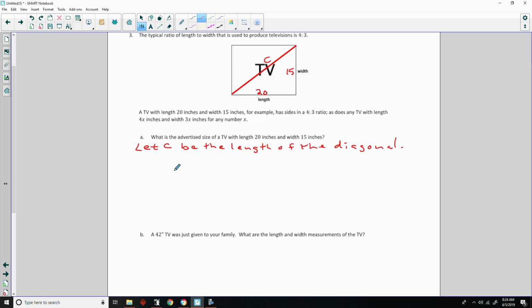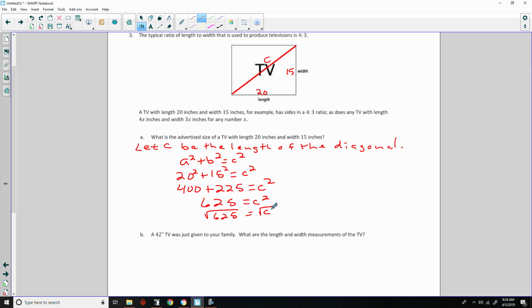So what we would do here is let A squared plus B squared equals C squared. A is 20, so 20 squared, plus B is 15, so 15 squared, equals C squared. 20 squared is 400, plus 15 squared is 225, equals C squared. 400 plus 225 is 625, equals C squared. So I take the square root of 625, and I take the square root of C squared, and I get C equals 25. The square root of 625 is 25.